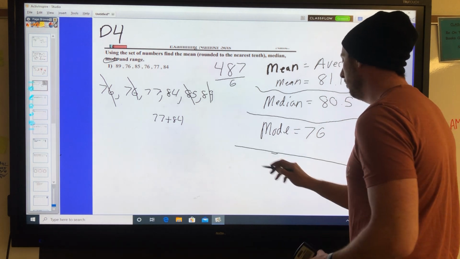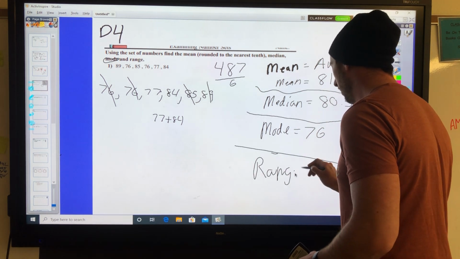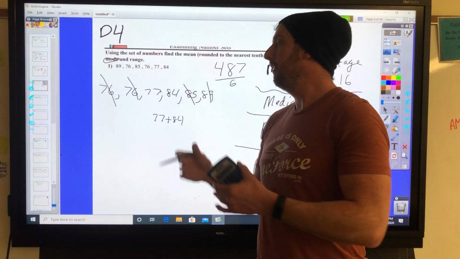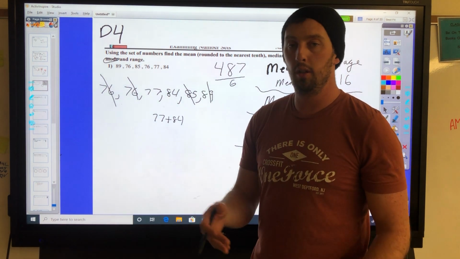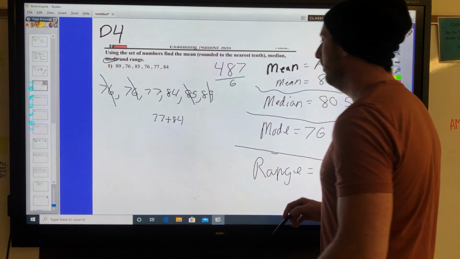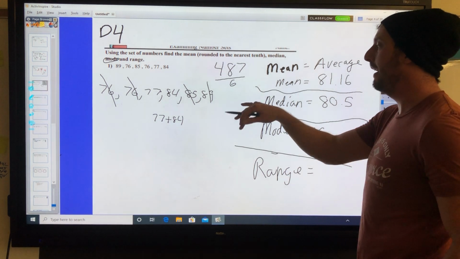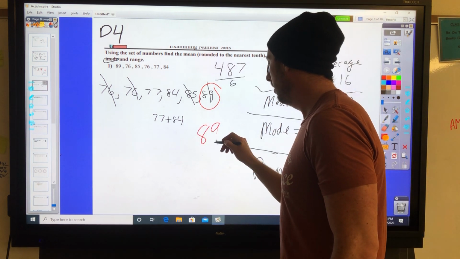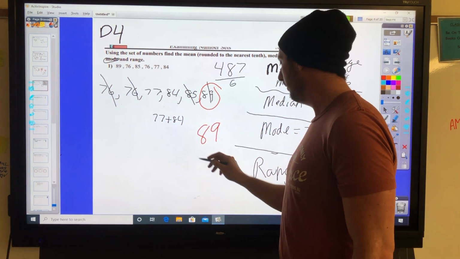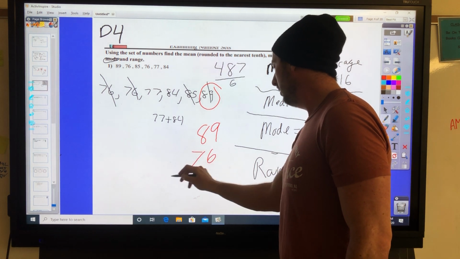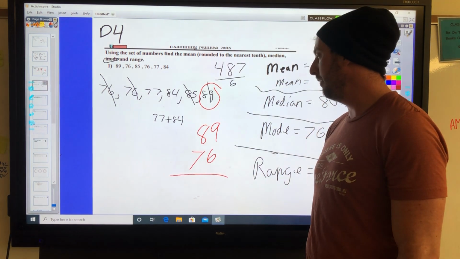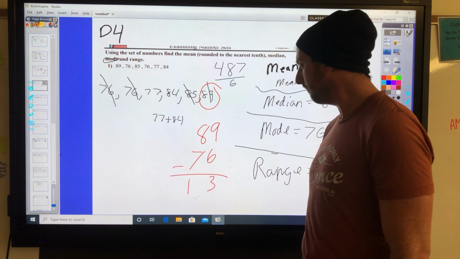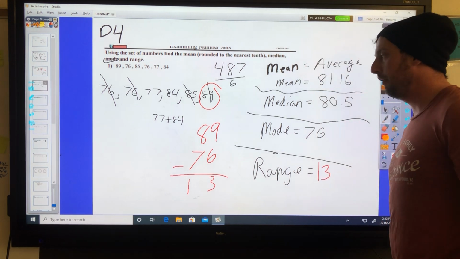And last but not least, your range. Wow, writing on this thing is awful. Your range is basically the highest number minus your lowest number. Since we lined them up for the median, I see that my highest number is 89 and my lowest number is 76. 89 minus 76: 9 minus 6 is 3, 8 minus 7 is 1. So my range is 13.